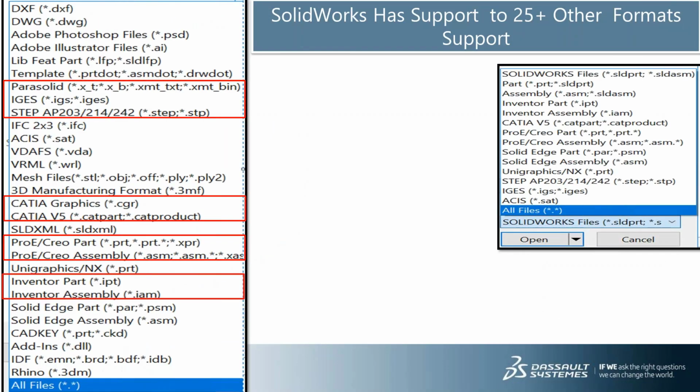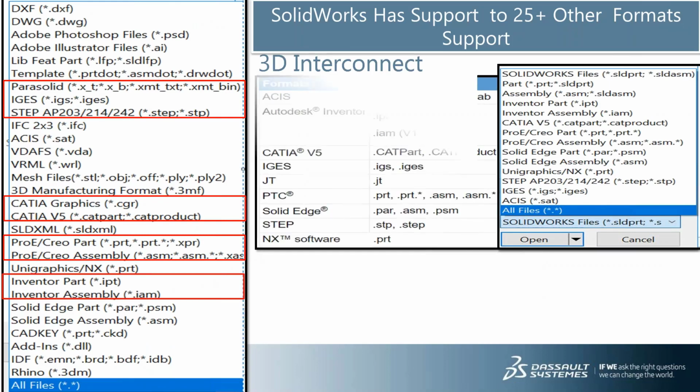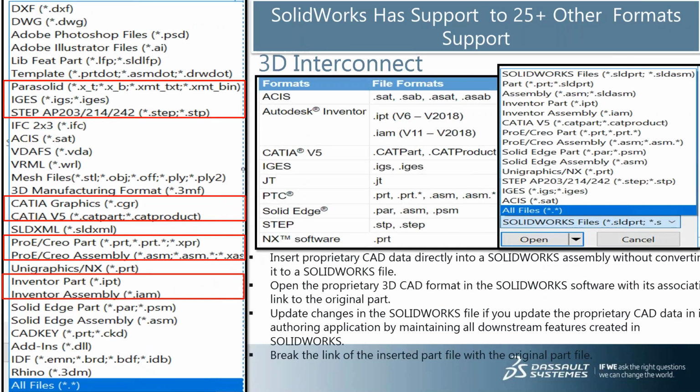Our next point in the agenda is 3D Interconnect. So what exactly is 3D Interconnect? As you all know, our industry, which is the design industry, is very vast, and we have lots of CAD platforms available in the market. But every time you need to share files between your customers, vendors or even between branches which are utilizing various software, it becomes very difficult by converting them into STEP or IGES files. So SOLIDWORKS has created a solution for it.